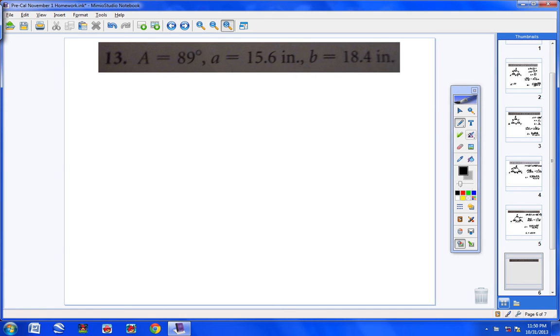Number 13. Let's go ahead and see what type of triangle we have. Angle side or side angle. Here's A, B, C. A is 89 degrees. A is 15.6 and B is 18.4. So once again, we might have no solution, we might have two solutions, and we might have one solution, okay? So let's see what happens here very quickly. Here we go.